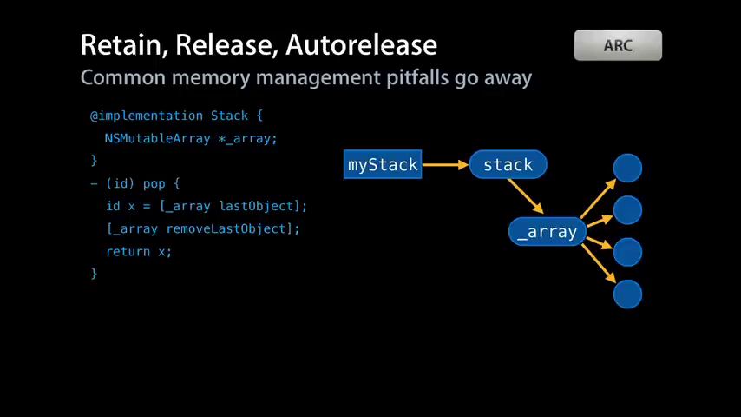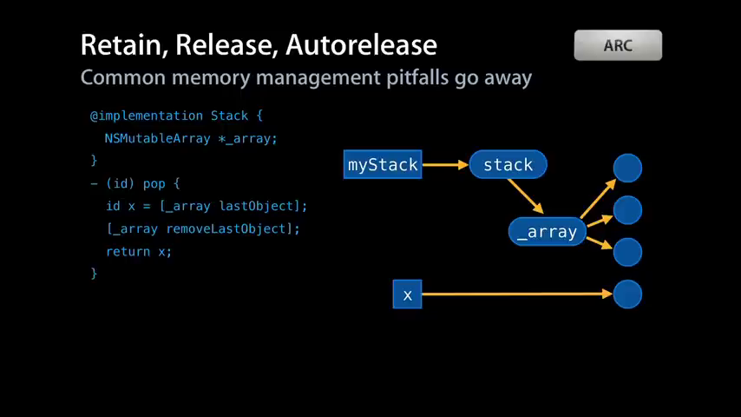These are strong references. The first thing happening in the pop method is you create a reference to the last object in the array. The compiler will make sure that this reference is actually a strong reference. And as you can see, when you remove the last object from the array, it'll remove the strong reference the array had to the object. But since the compiler created a strong reference from X, the object doesn't go away.